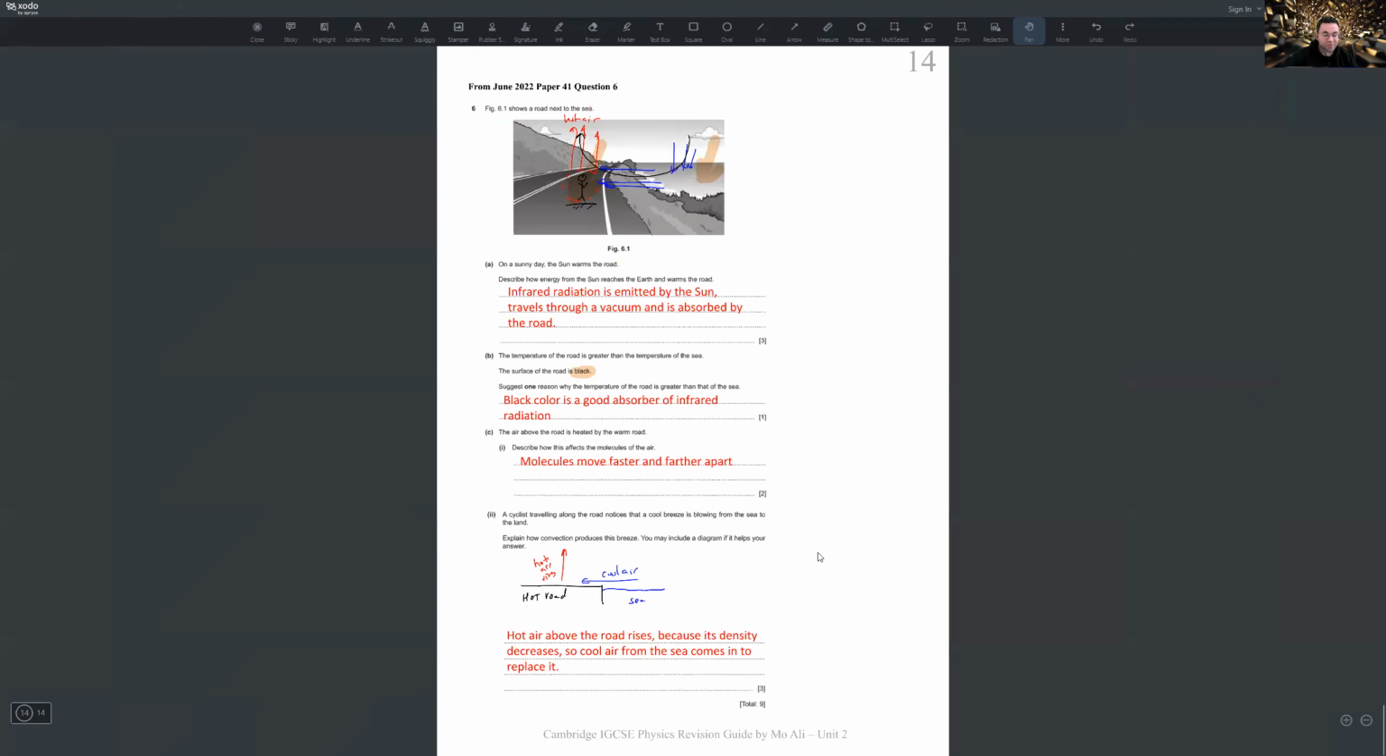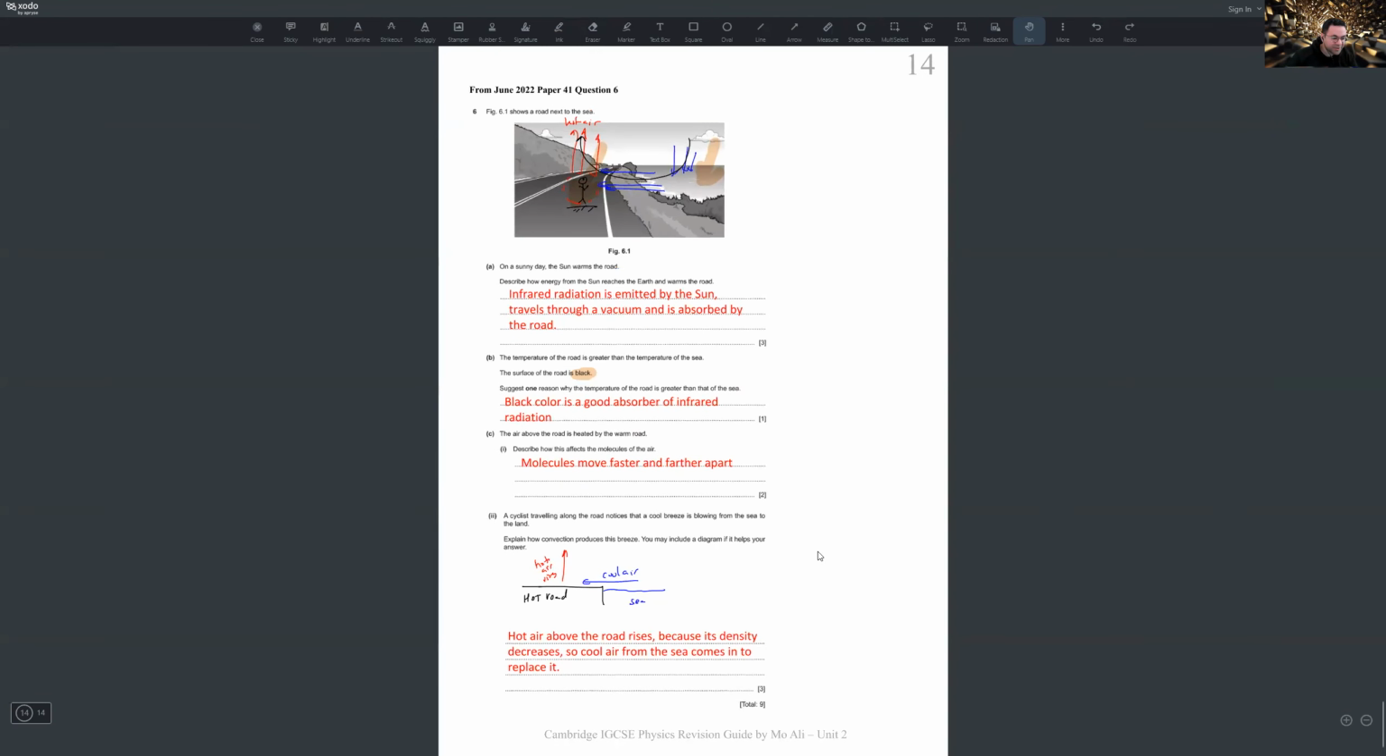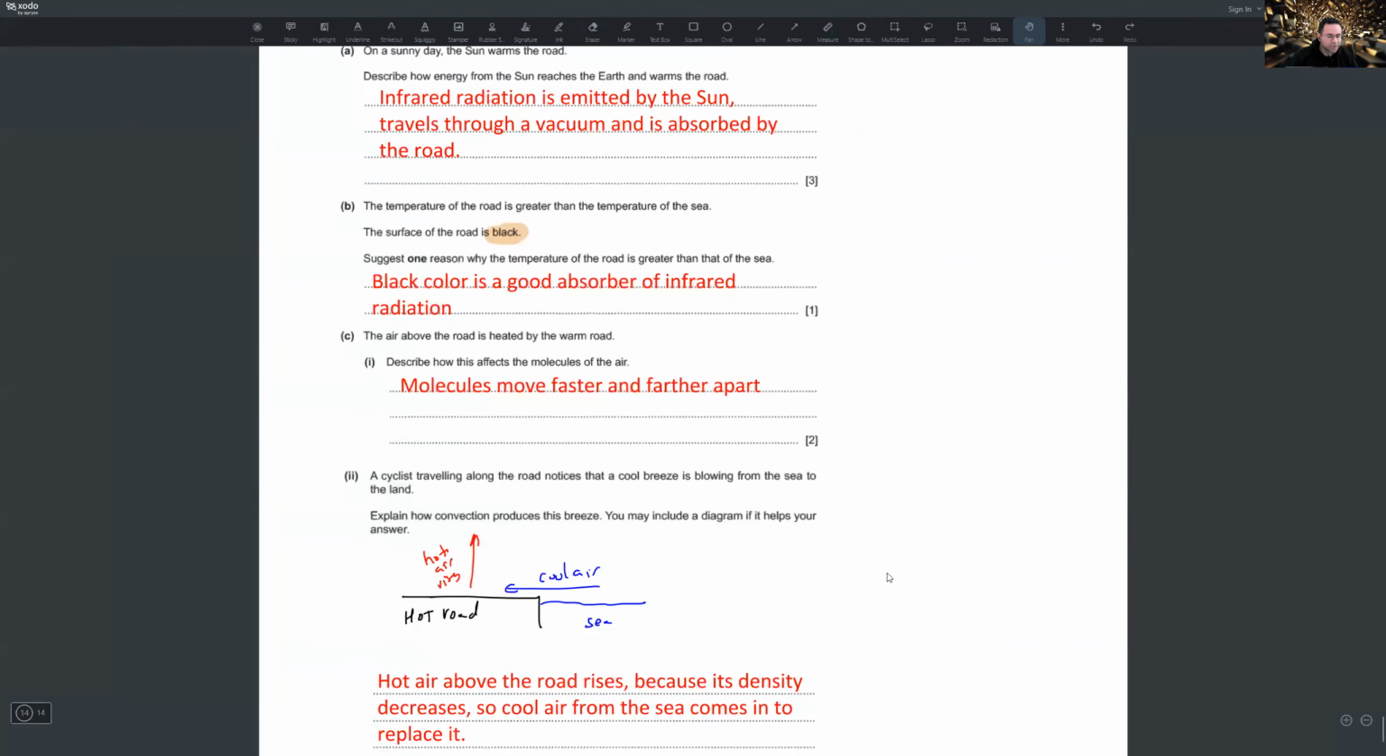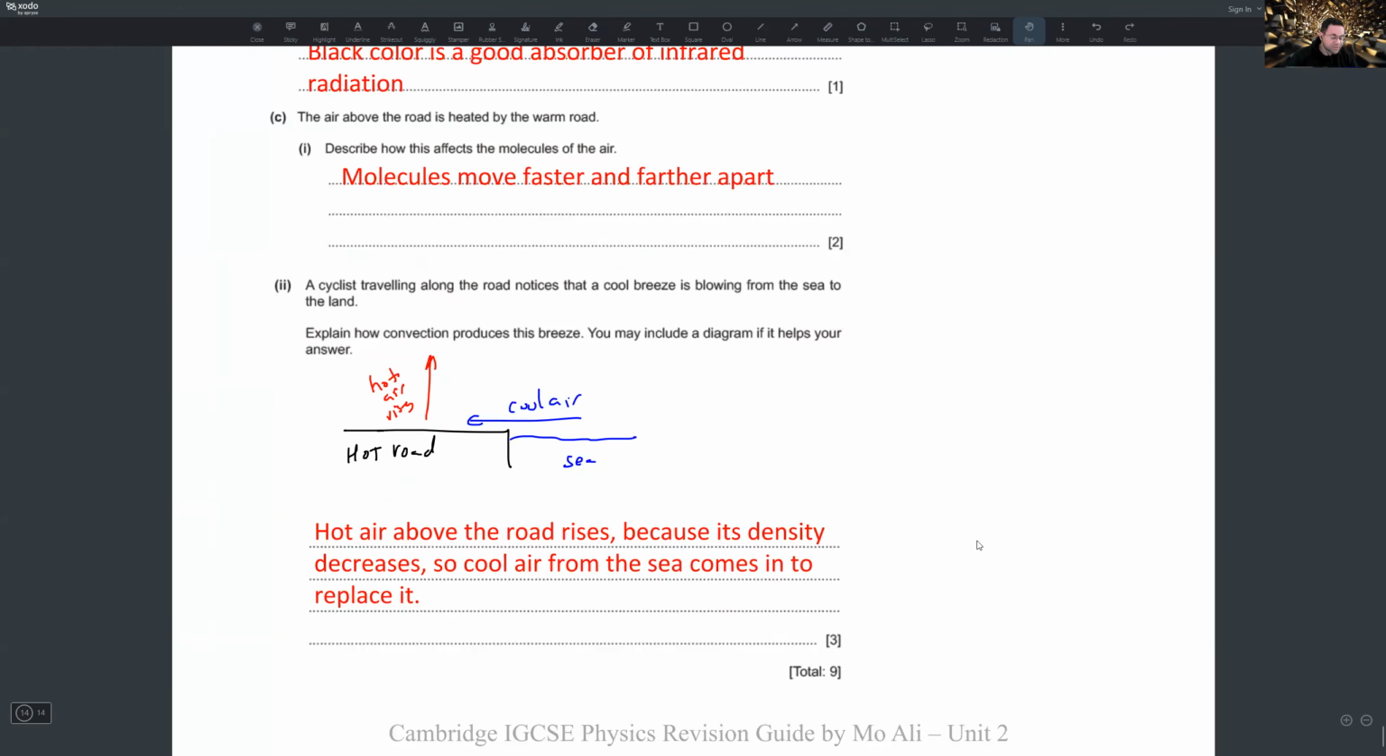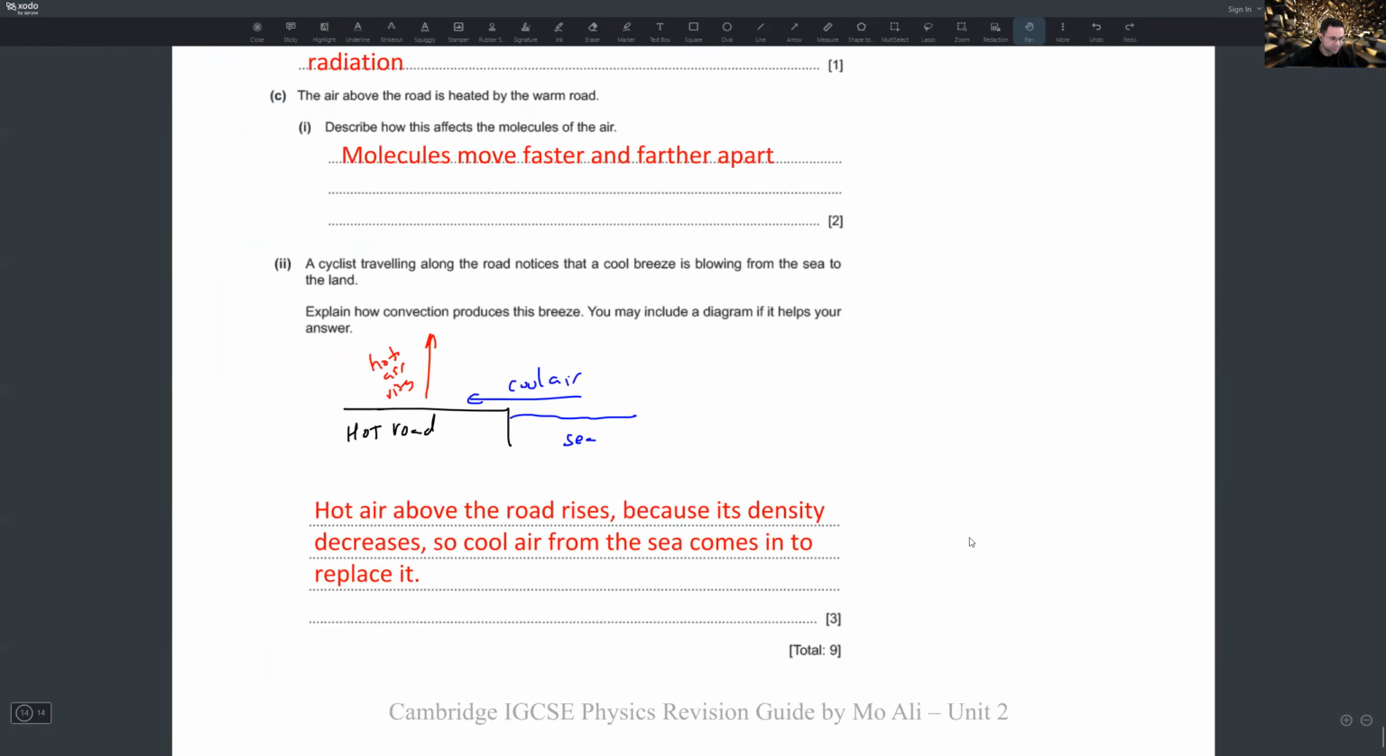So, this was one of the very rare questions, like a 9-mark question, which was completely about heat transfer from start to finish. It mentioned infrared radiation and radiation and convection in an application. Now, this is a good question, and I'll end with this.